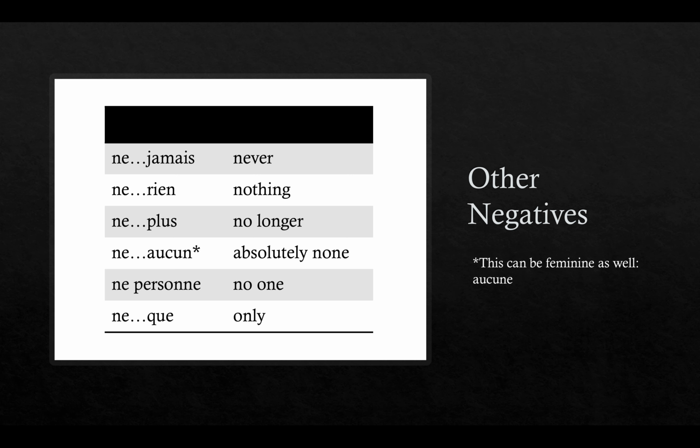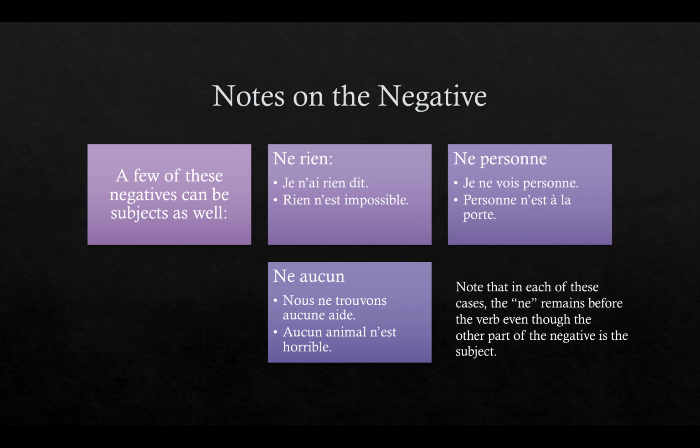Okay, here are some other negatives that you've probably seen, but maybe didn't connect it. The ne jamais, and you notice the dot dot dot indicates just like the ne pas that it's going around the verb. Ne jamais is never, ne rien is nothing, ne plus is no longer, ne aucun, absolutely none. We see a little asterisk over here. So just as an FYI, it can be feminine, it can be aucune. So it goes from aucun to aucune. Ne personne, no one, and ne que is only. Like this is the only chocolate bar I have. Okay?